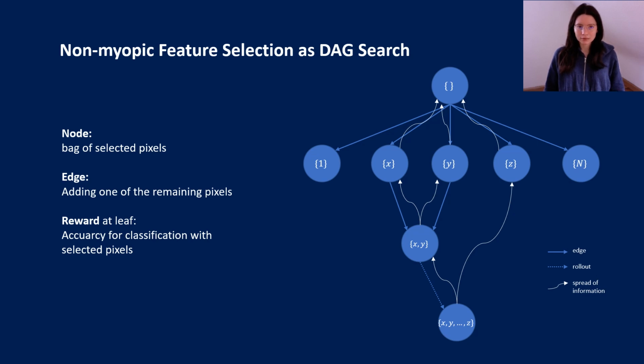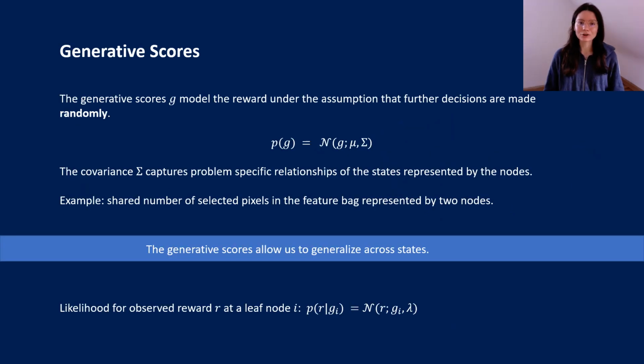In the underlying probabilistic model for the DAG, we have two values for each node, generative scores and optimal values. The generative scores are the ones that we use to capture similarity between states. The generative scores model the expected reward from a state if the remaining decisions are made randomly. As opposed to the optimal values, we can assume that they are smoothly distributed over the search DAG and then we model them with a joint Gaussian.